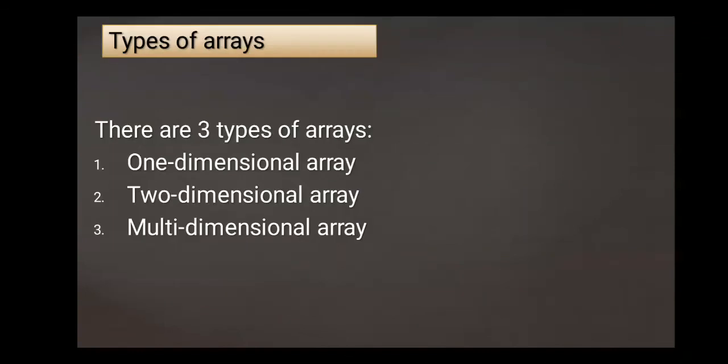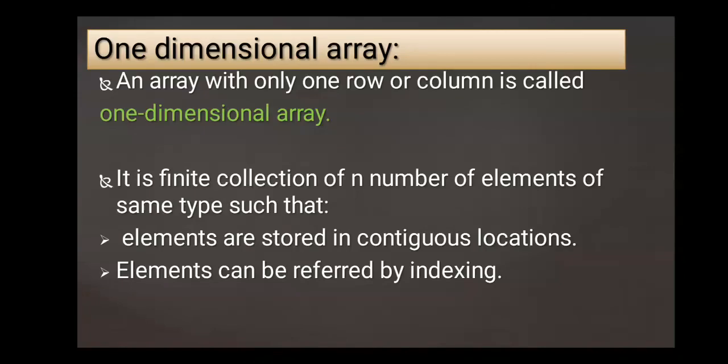Okay, there are three types of arrays: one-dimensional array, two-dimensional array, and multi-dimensional array. These are the three types of arrays. One-dimensional array. An array with only one row or one column, we call it a one-dimensional array. The name itself says it.